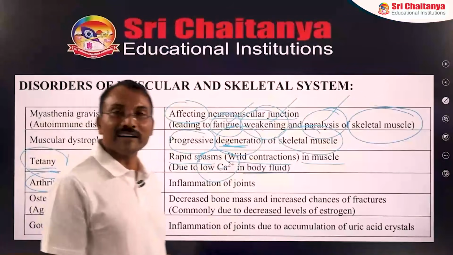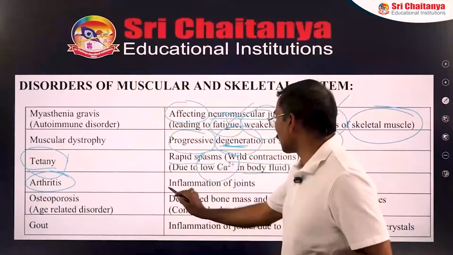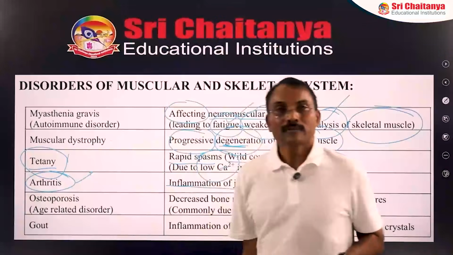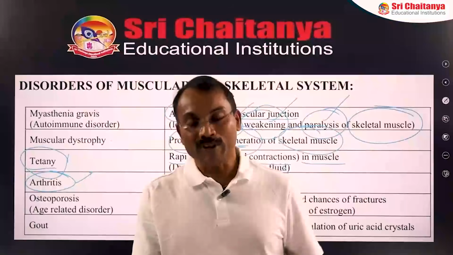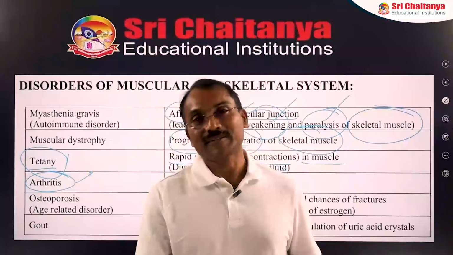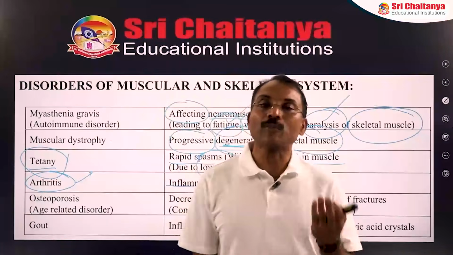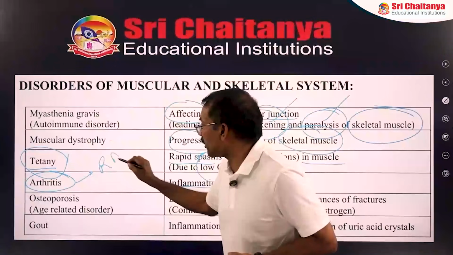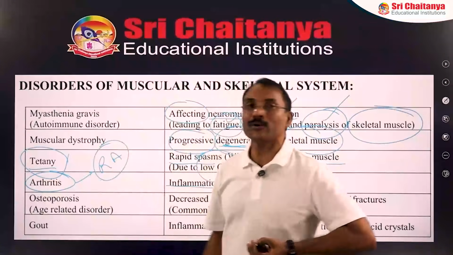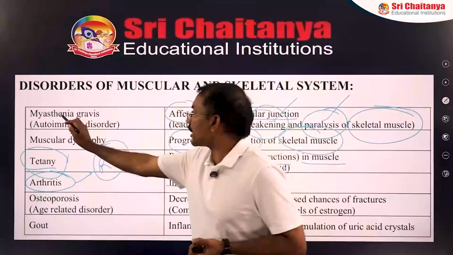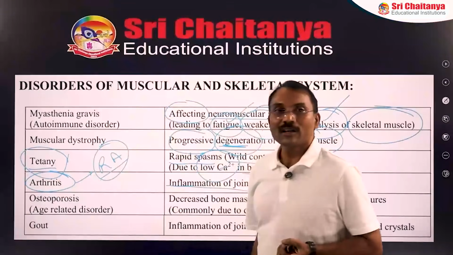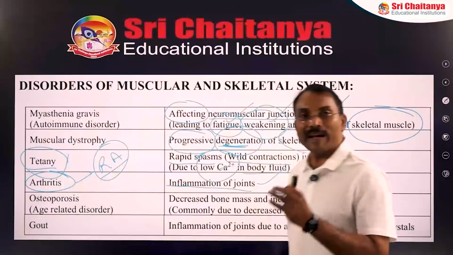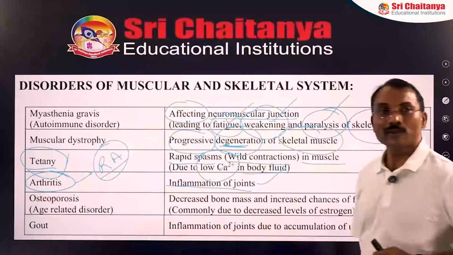Arthritis. What about arthritis? Arthritis is nothing but inflammation of joints. There is an autoimmune disorder, that is rheumatoid arthritis. You know, osteoarthritis and rheumatoid arthritis are the two forms of arthritis. Rheumatoid arthritis is an example of an autoimmune disorder. So myasthenia gravis and rheumatoid arthritis are the examples of autoimmune disorders. In arthritis, what is the main symptom? Inflammation of the joint.